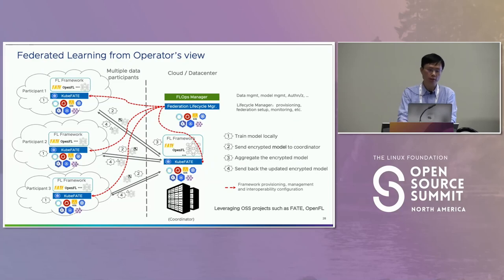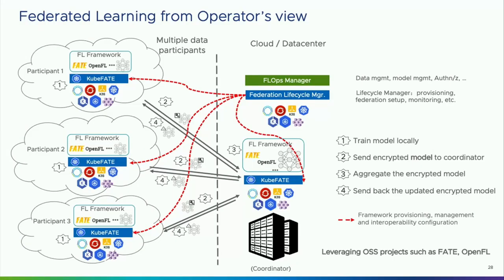The last one is how we manage federated learning from the operator's view. If we have multiple sites or multiple data sources from different places, either on-prem or in different clouds, they can always be managed by our Federated Lifecycle Manager, the FedLCM we just mentioned. We send the red dotted line, representing the control flow, to the underlying platform called KubeFATE for each site. The user can choose FATE, OpenFL, or whatever frameworks are supported by KubeFATE, and then the data scientists can use those frameworks to perform the federated training together.